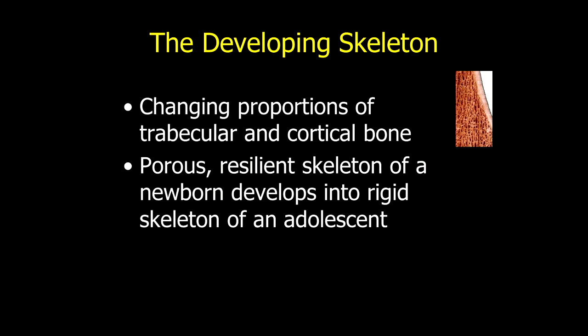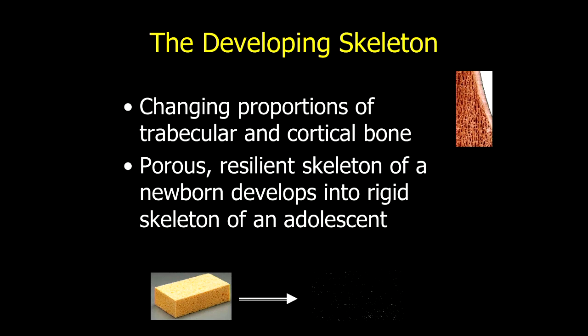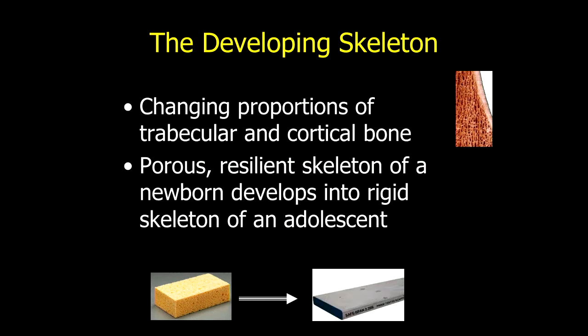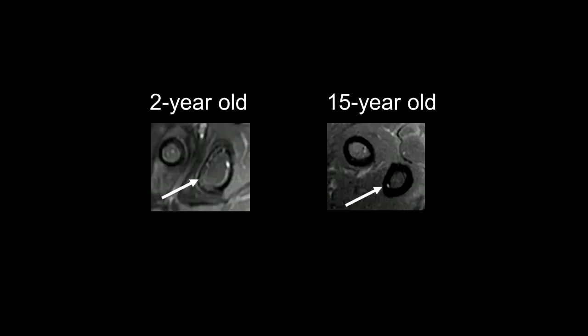Initially, in the newborn period, and shortly thereafter, the skeleton is very porous and resilient, much like a sponge, but shortly thereafter it develops into a much more rigid structure of the adolescent and certainly in the adults. And the fracture patterns are also reflected in this change in the skeleton development.